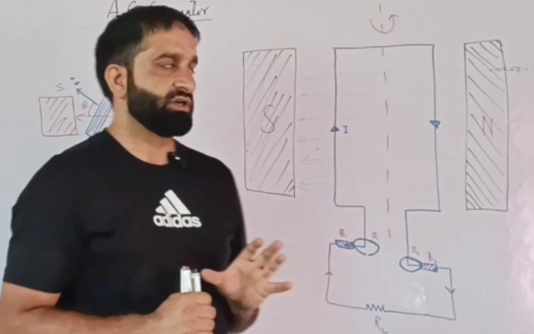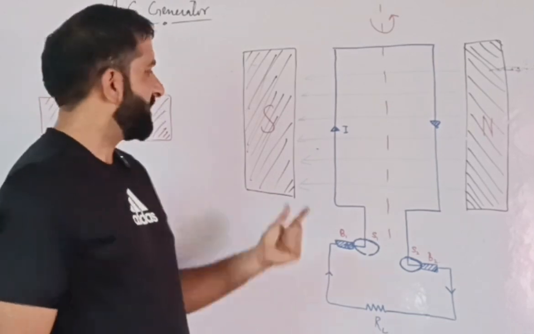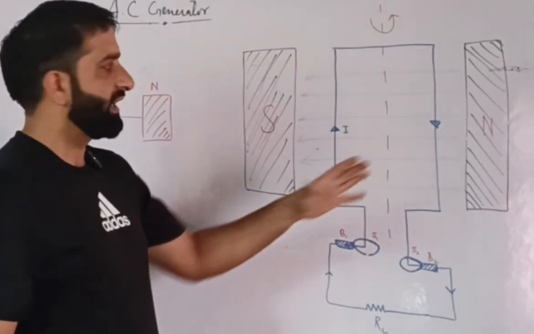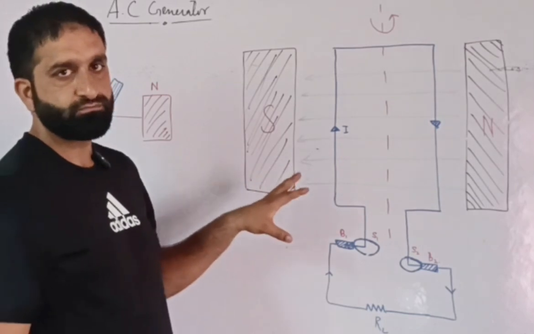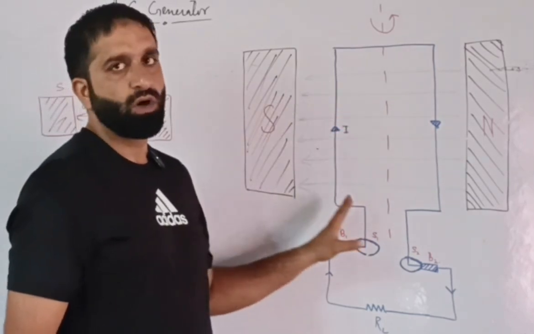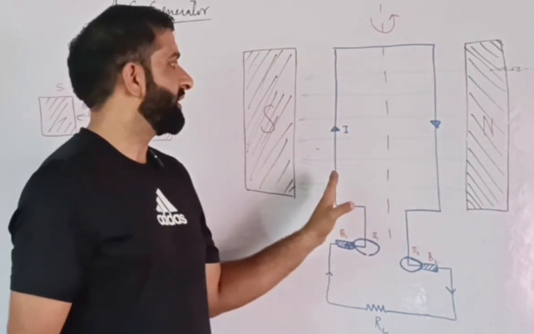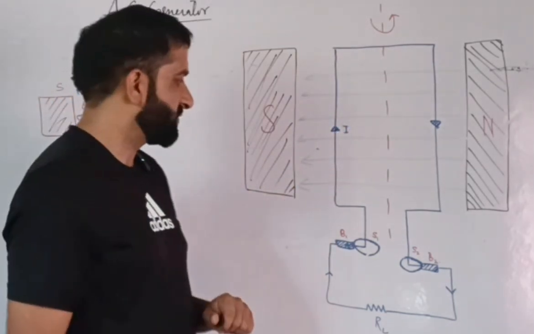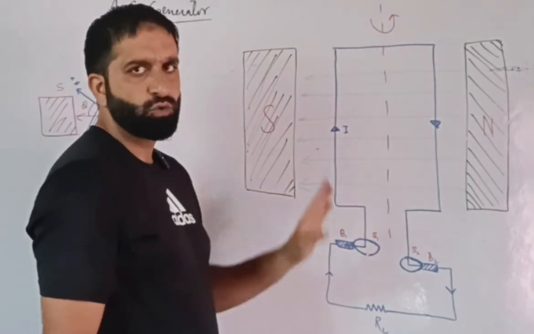How is the generator constructed? The main parts of the generator consist of two poles of a strong permanent magnet, north pole and south pole, and between these two poles we have the coil. This coil of copper is wound on a soft iron core.